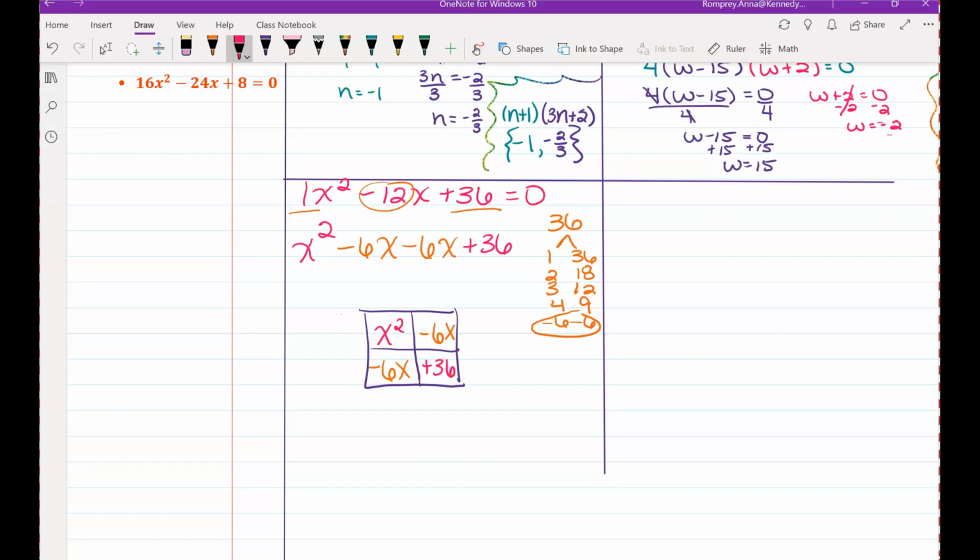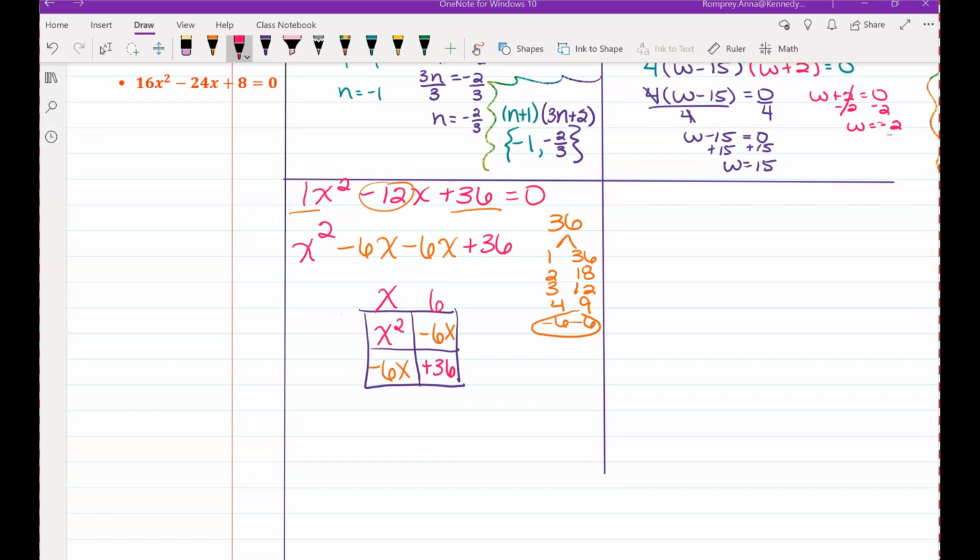So now we're just going to factor. You can go horizontally and then vertically, vertically and horizontally, doesn't matter. So I'm going to start vertically. So I've got x squared and negative 6x. So what's my GCF? Well, both terms, they have an x. So I'm going to take an x out. And then negative 6x plus 36. So what do they both have? 6? Or negative 6? I don't know. It could be either.